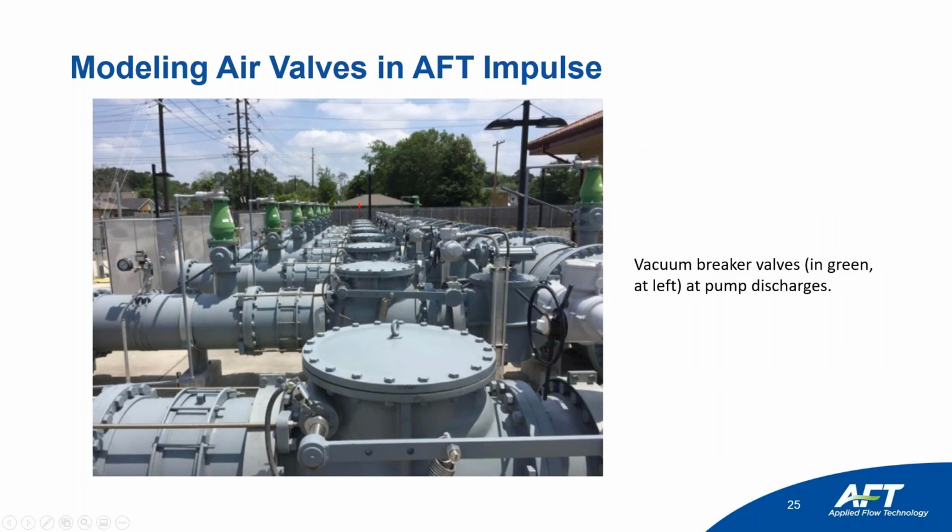Here we have an example of a vacuum breaker valve used at the discharge of the pump to protect it from surges. The green are the vacuum breakers, and here is the check valve. So the vacuum breaker is protecting the pipe from the vacuum created by the surge conditions.